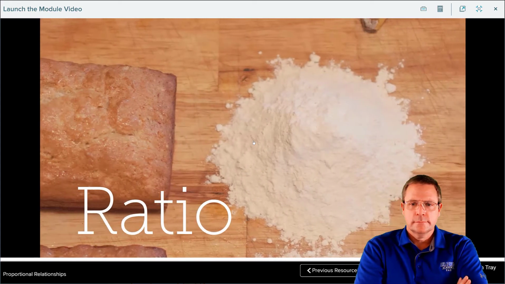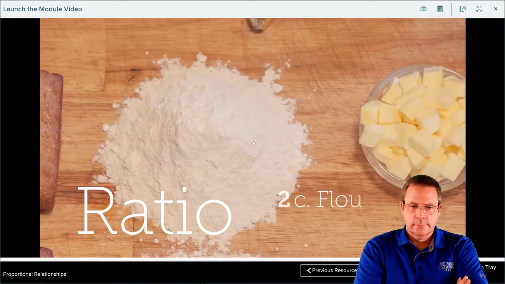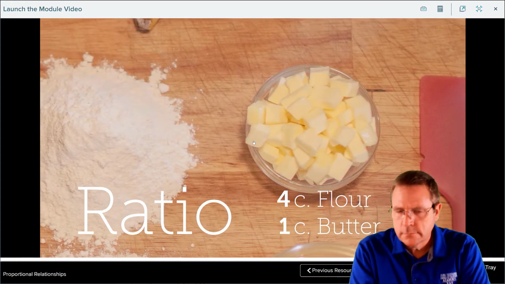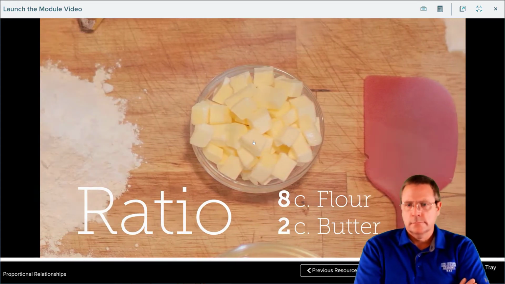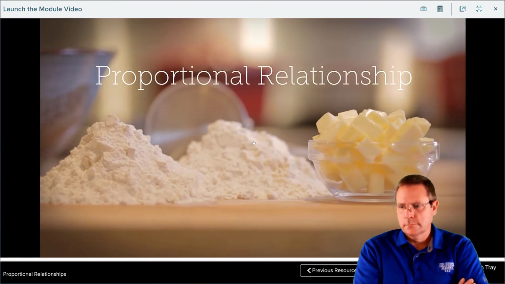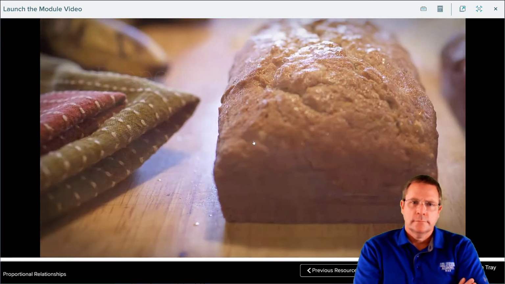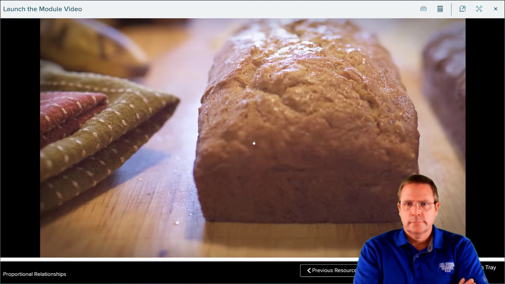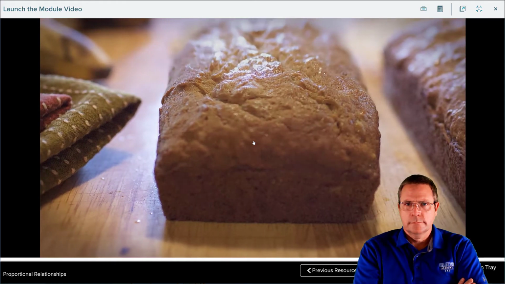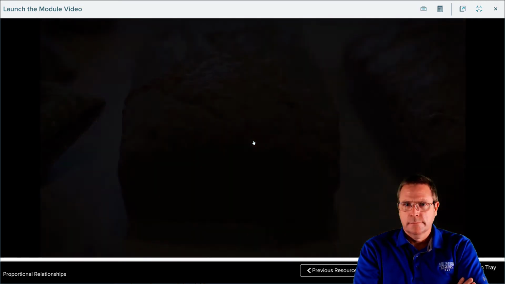Because the ratio between the number of cups of flour and the number of cups of butter in this recipe is always the same, 2 cups of flour for every half cup of butter, you can easily determine the quantities of each ingredient when doubling, tripling, or quadrupling the recipe. The relationship between 2 ingredients in a recipe is considered a special kind of relationship because the ratio between 2 ingredients is always the same amount. Imagine what would happen if this ratio was not the same. If you tried to triple the recipe and the ratio of flour to butter changed, your banana bread might not turn out. But it's not just in the world of cooking that you see these special kinds of relationships.